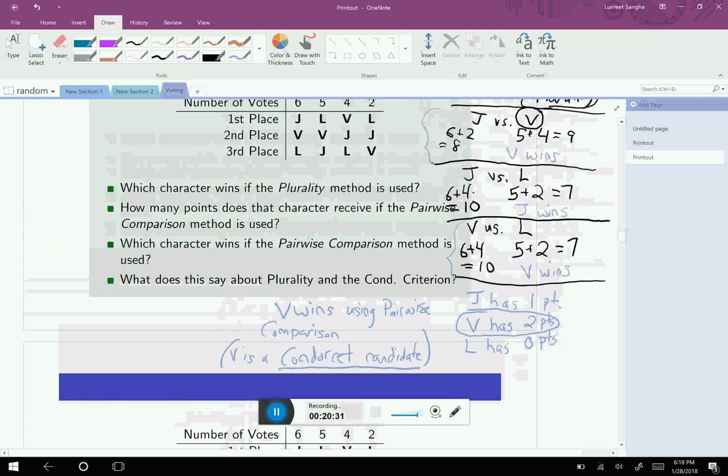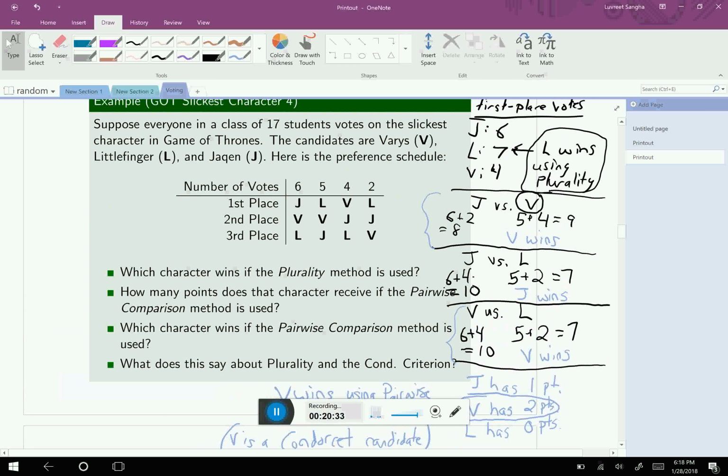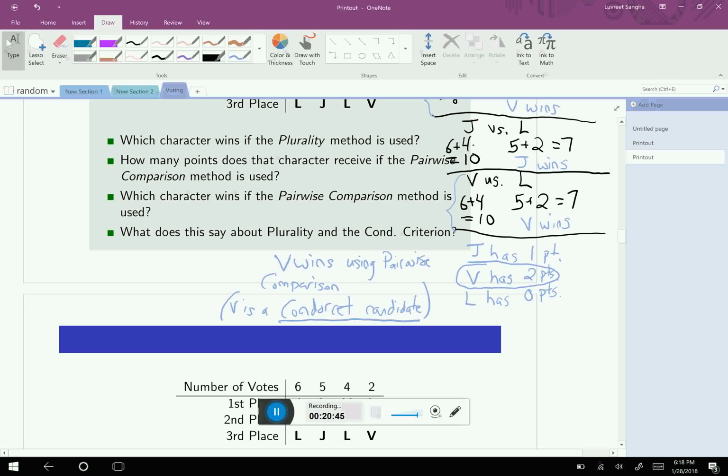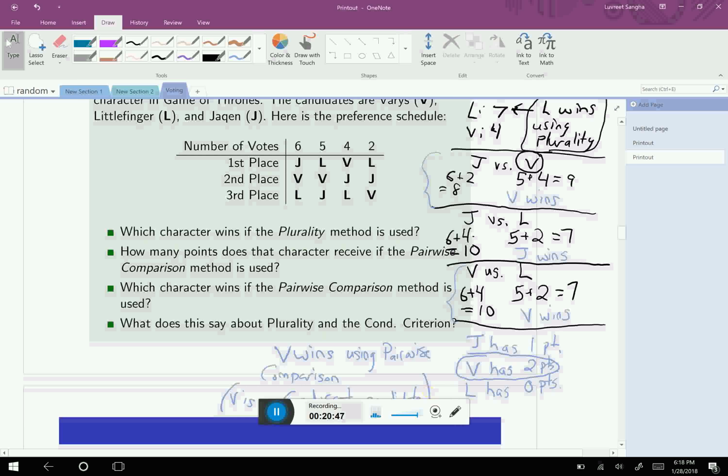Okay, so we've answered the first three questions. The person who won using plurality is L. How many points did L get using pairwise comparison? L got 0. And then the person who won using pairwise comparison is V. And V was actually a Condorcet candidate. The last question is, what does this say about plurality and the Condorcet criterion?